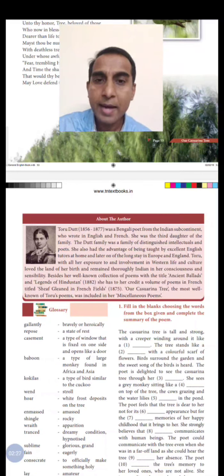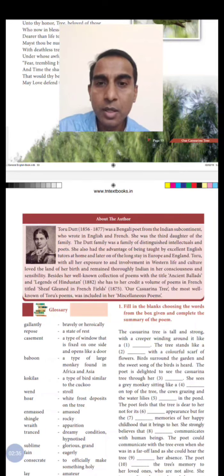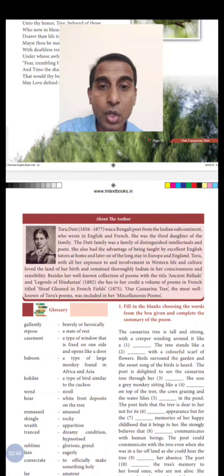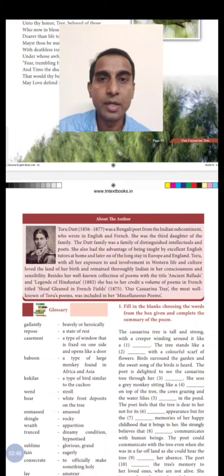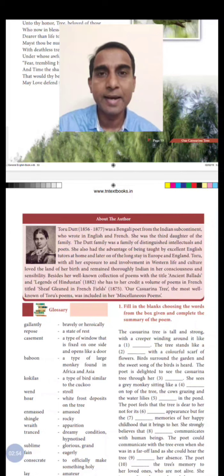She also had the advantage of being taught by excellent English tutors at home and later of a long stay in Europe and England. Toru, with all her exposure to and involvement in Western life and culture, loved the land of her birth and remained thoroughly Indian in her consciousness and sensibility. Even though she lived in a Western country, she was always thinking of herself as an Indian and lived as an Indian.